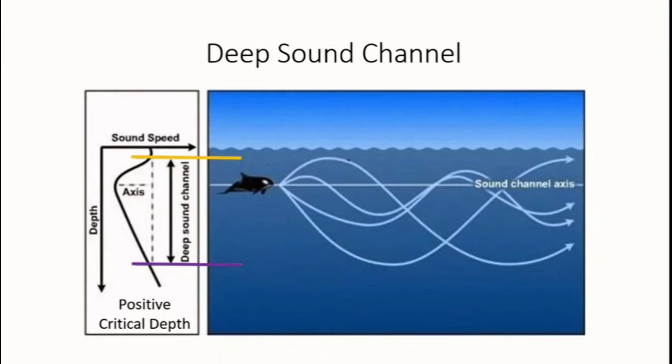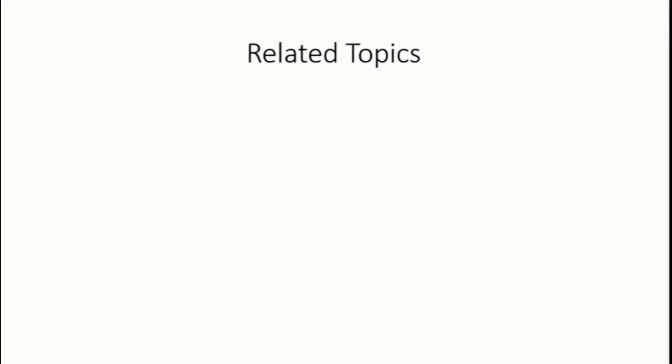Likewise, a negative critical depth is where the sound speed at the bottom is less than the sound speed at the surface. In that case, the bottom of the ocean would be the lower limit of the channel. A positive critical depth will allow sound to travel a long distance without bottom interaction, where there will be no scattering and no reflecting of the sound waves.